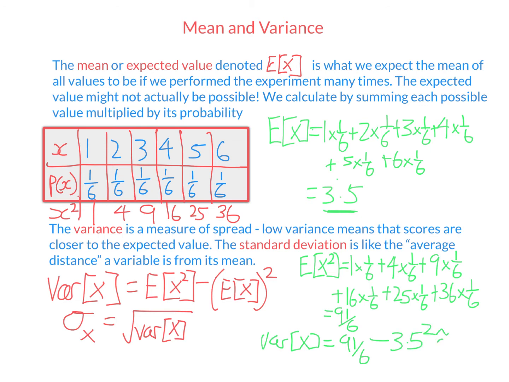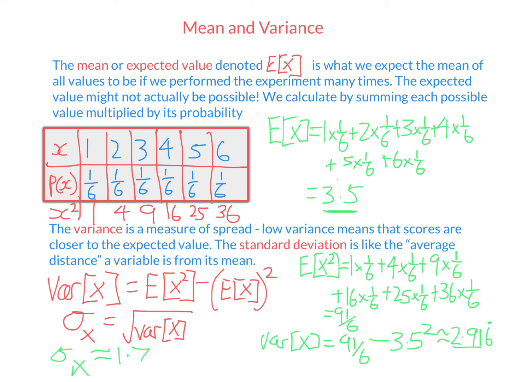And so the answer I get is 2.916 recurring. That's the variance. So to find the standard deviation, we simply square root the variance. That's what this formula says here. Standard deviation of x equals the square root of the variance. So in this case, where x was the number that I roll when I roll a normal 6-sided die, the standard deviation is the square root of this, which is about 1.7, just to one decimal place.